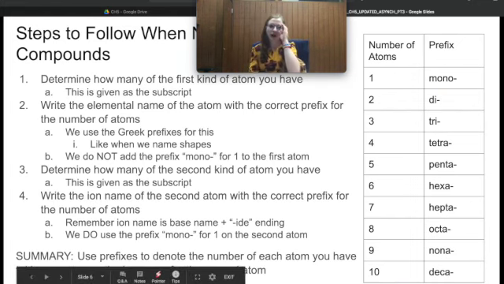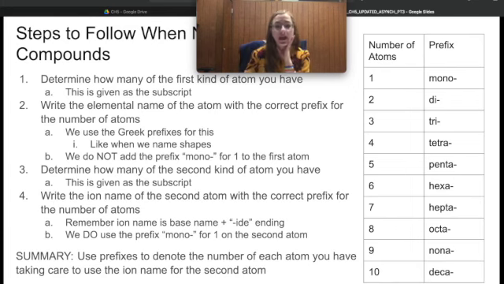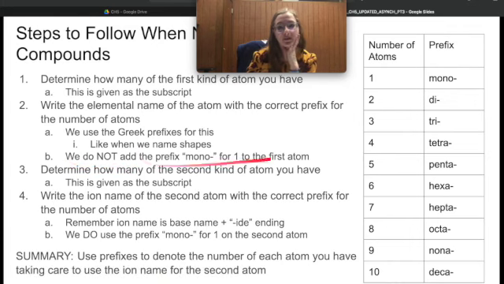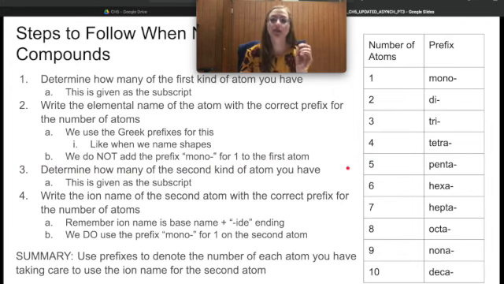The only caveat here is if we're looking at the first kind of atom, we do not write the prefix mono for the first atom. That's the most tricky part of all of this. You look at the first atom and attach a prefix, you just don't have to use mono if it's just one.